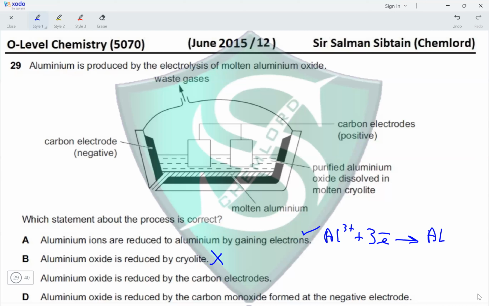Aluminum oxide is reduced by the carbon electrodes. Aluminum oxide is electrolyzed using the carbon electrodes, not reduced. Aluminum oxide is reduced by the carbon monoxide formed at the negative electrode. No, aluminum oxide does not react with carbon monoxide, and carbon monoxide is not formed at the negative electrode. Carbon dioxide is formed at the positive electrode. Therefore, the correct option for this question is option A.